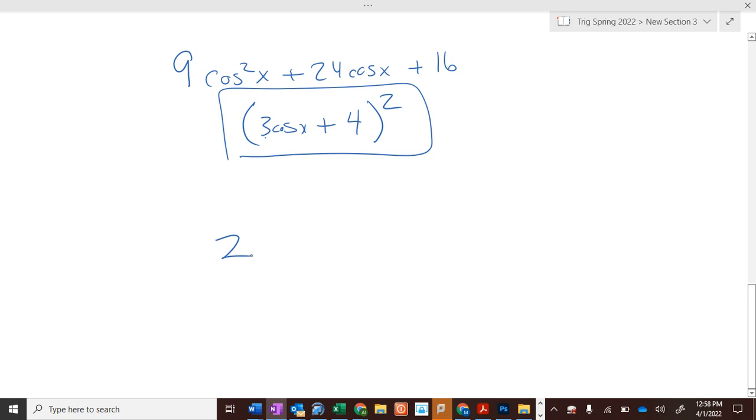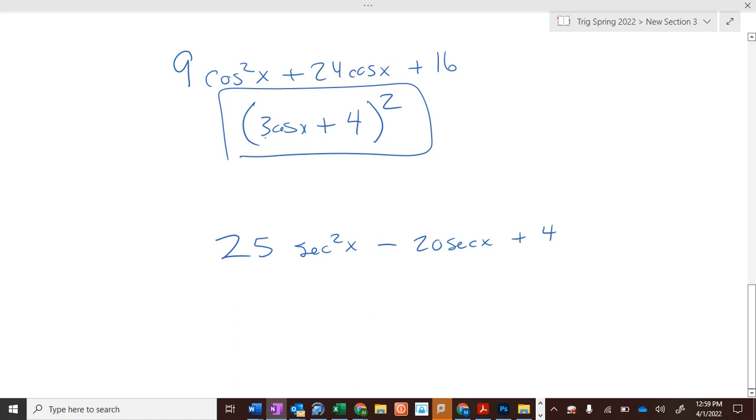Let's go 25 secant squared of x minus 20 secant of x plus 4. Yeah, that'll work.